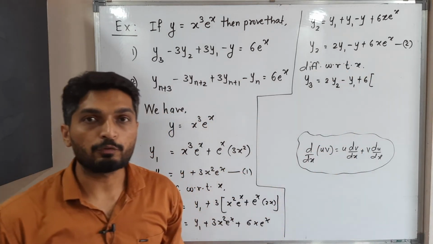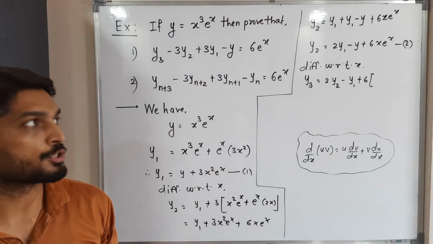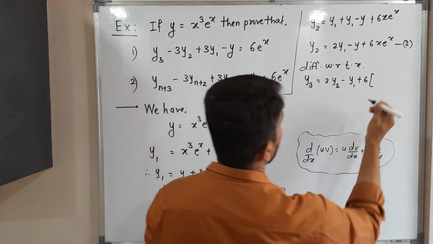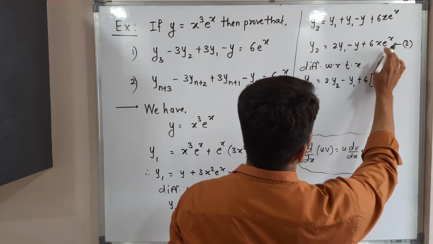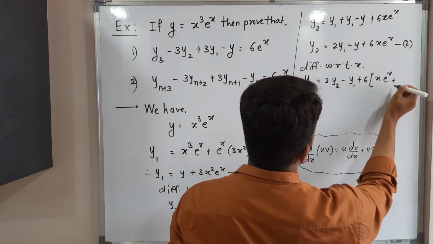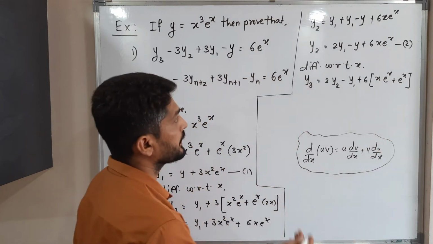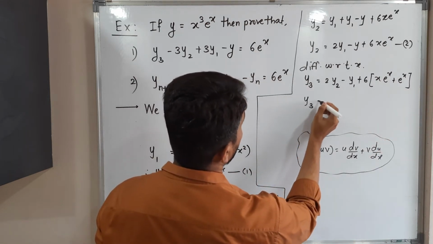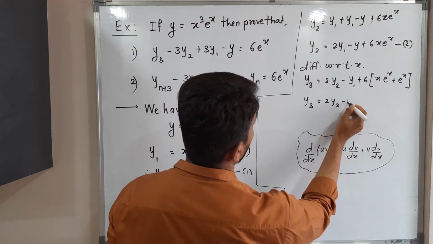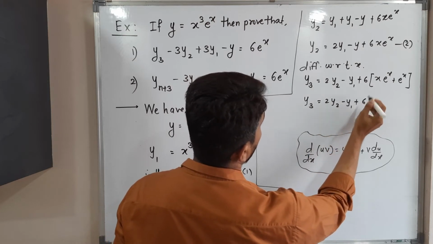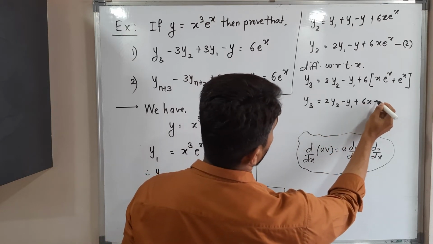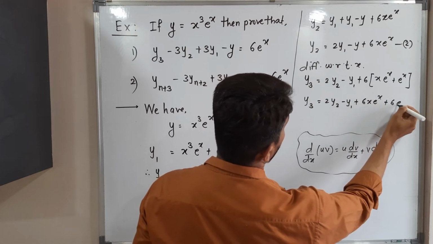That means again u into v formula, since there is a product of two functions. So using u into v formula, x as it is, derivative of e raised to x, plus e raised to x as it is, derivative of x is 1. So that's why I will not write anything. So y3 is equal to 2y2 minus y1 plus, let me solve the bracket, 6x e raised to x plus 6 e raised to x.